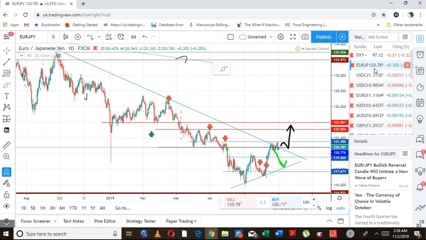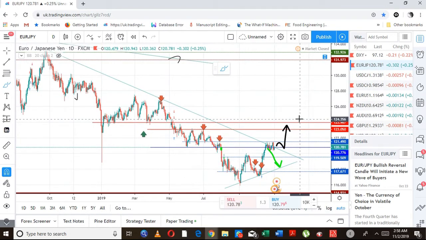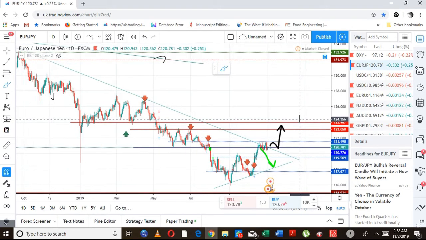The Euro JPY. Now the Euro JPY for some time now has been on a very strong bearish momentum. I'm going to analyze this market simply by technicals.